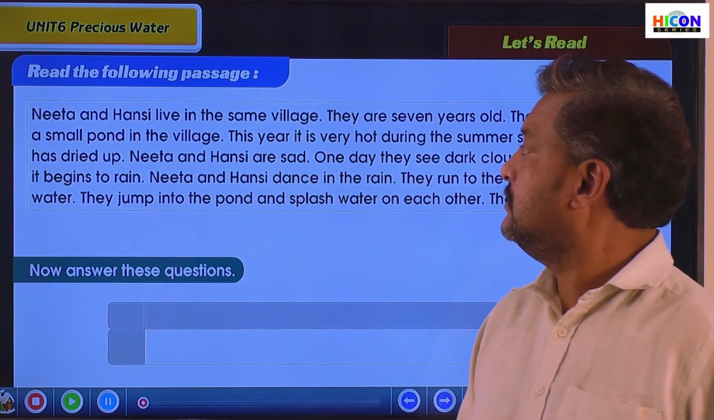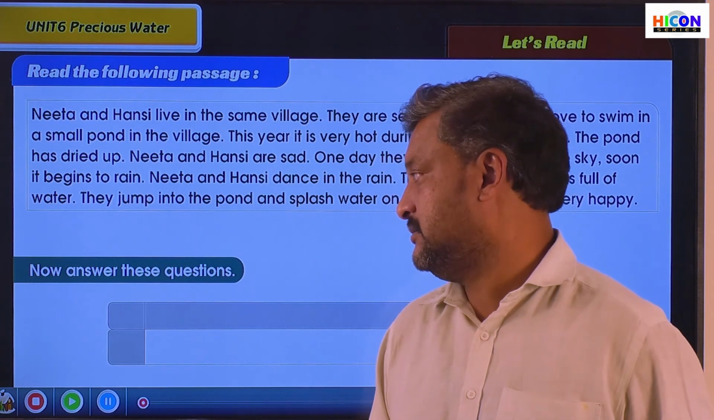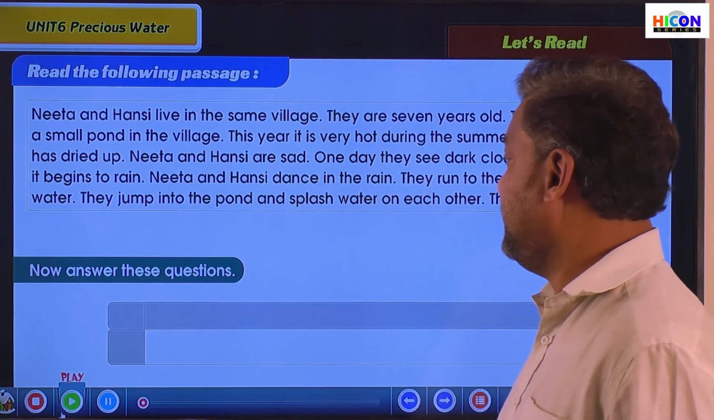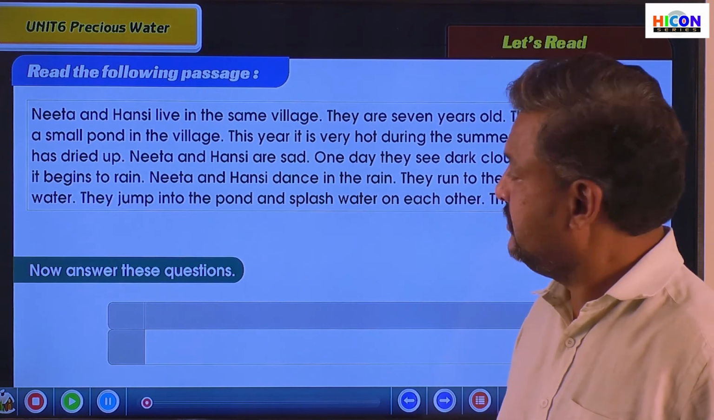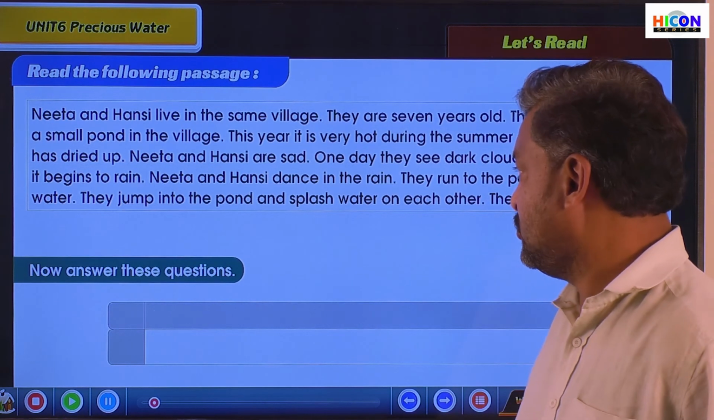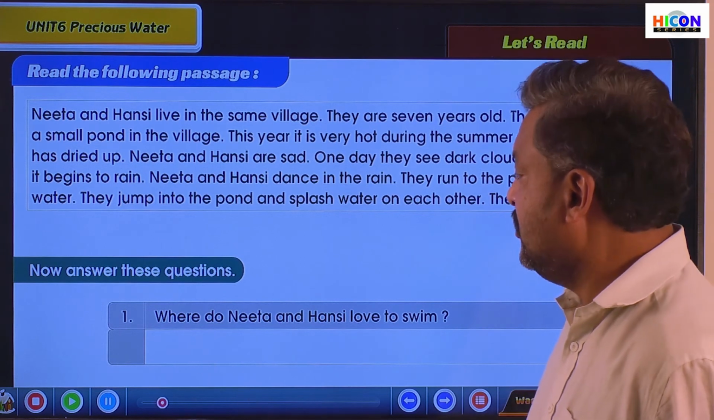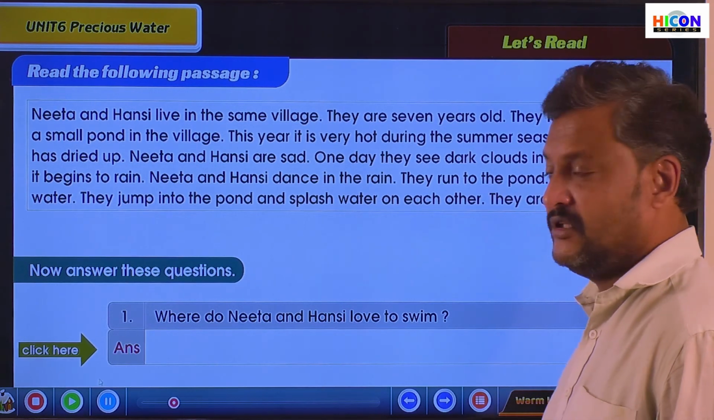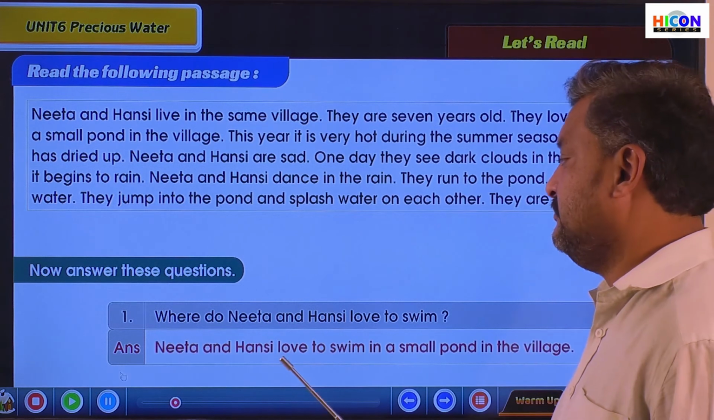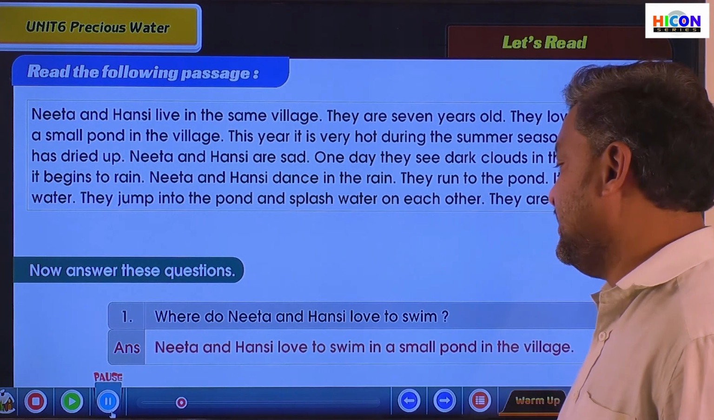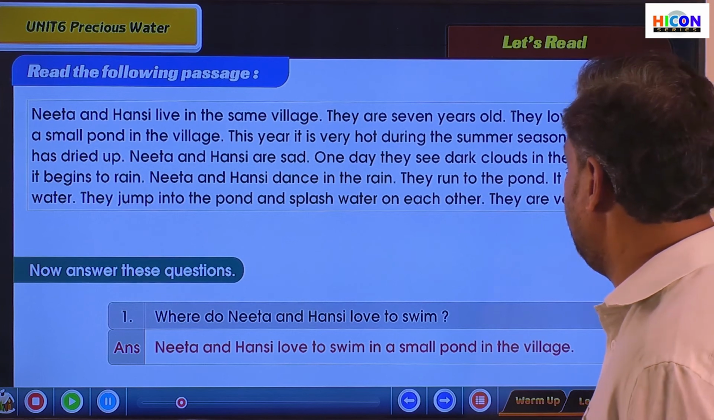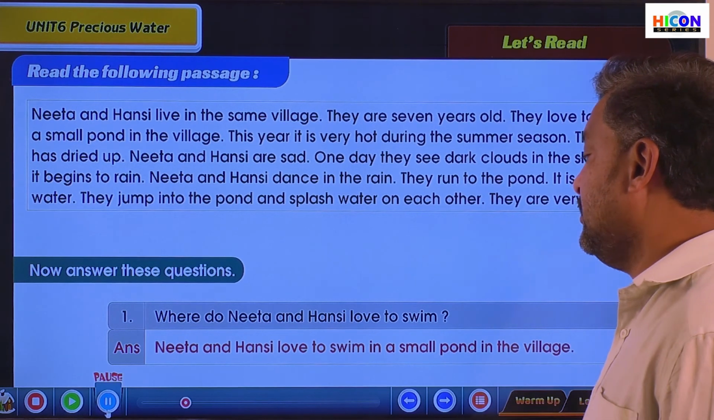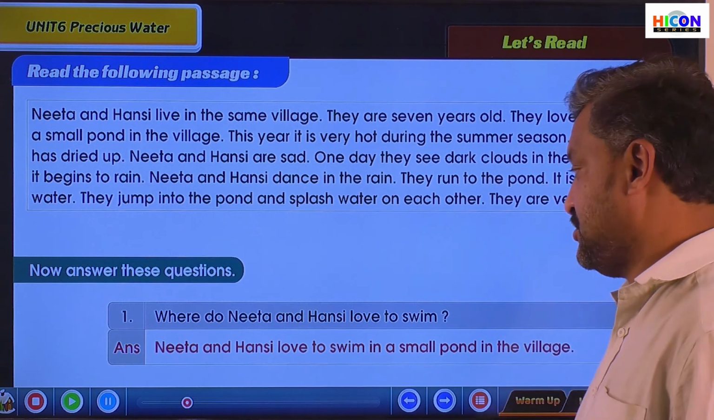Now, okay, we have got a question here. There are some questions to be answered. Okay, so we will check those questions one by one. Where do Nita and Hansi love to swim? So where do they love to swim? Nita and Hansi love to swim in a small pond in the village.